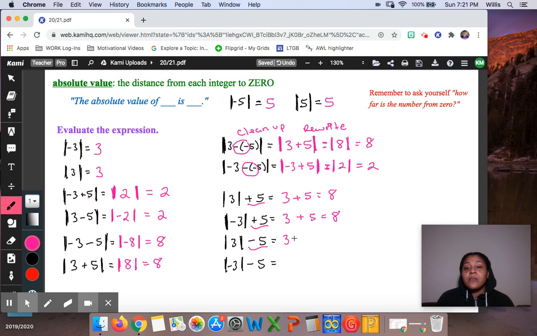Rewrite the -5. Okay. 3 take away 5 is -2. 5 is much bigger than 3. Again, you have 3. You don't have enough to take away 5. So you need to borrow 2 more. You borrow 2 more, that's -2. Absolute value of -3 is 3. And then rewrite the -5. So again, we get -2.